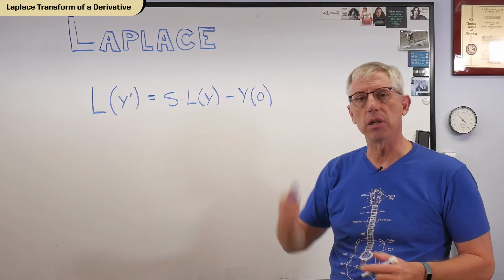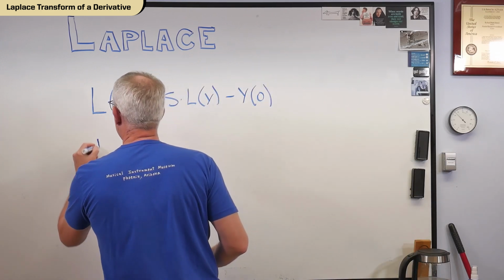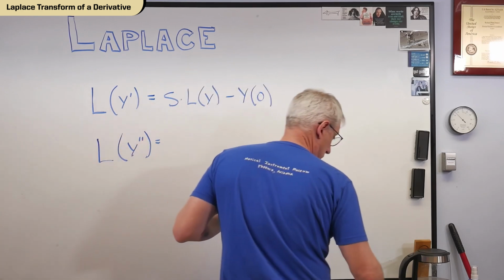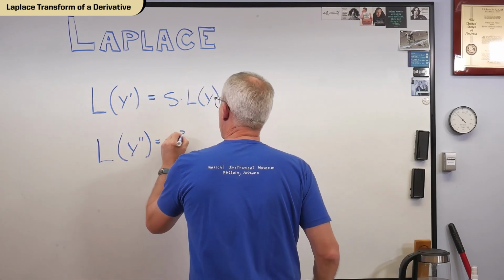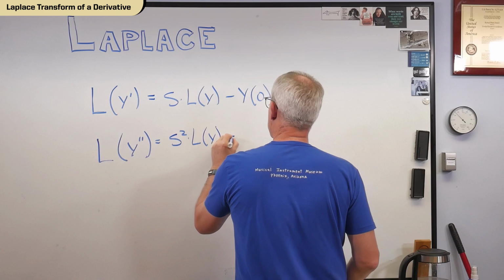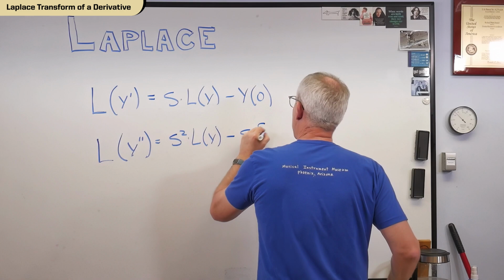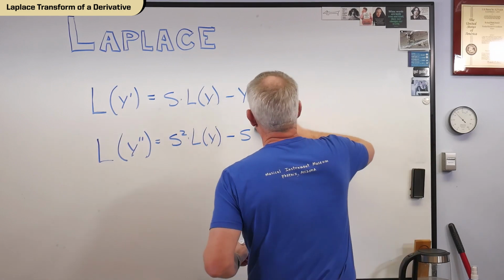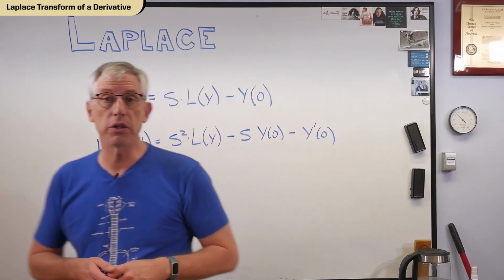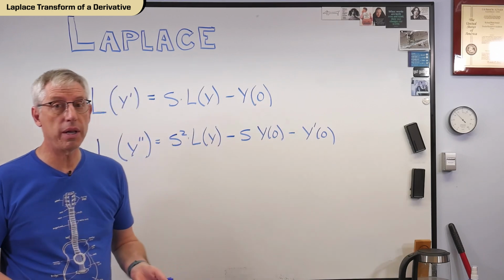Well, what happens if we take the Laplace transform of a second derivative, y double prime? This is what it looks like. S squared, just what you'd think, times the Laplace transform of the original function, minus S times y of 0, minus y prime of 0. So, with the second derivative, you're going to need two initial conditions because you've got a second order derivative. Well, there's one of them, there's the other one, already baked in.